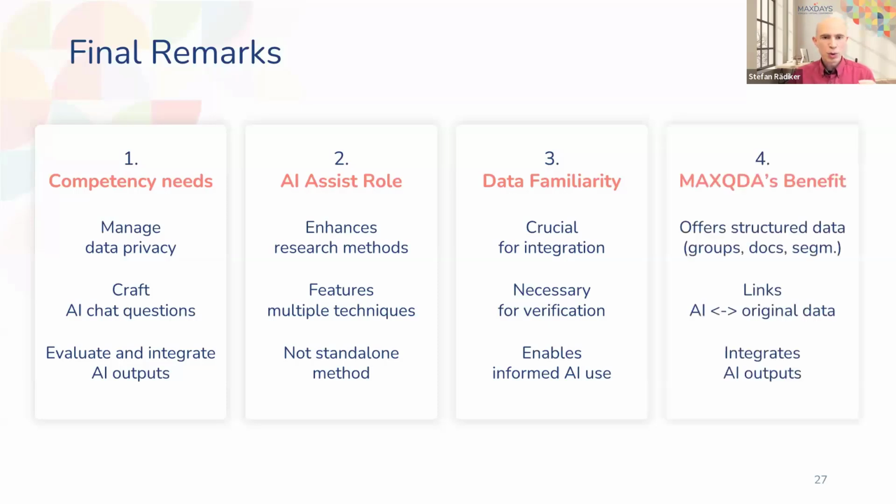And this also brings me to the fourth point, the role of MAXQDA, this QDA software, because I think it is important to emphasize that MAXQDA offers structured data. It offers document groups, documents, segments, and memos, allowing us to differentiate data we are summarizing, differentiate data we are chatting with, differentiate where we store our data, and it also includes links and helps us to integrate AI outputs because it allows us to view and analyze our original data alongside the AI outputs.